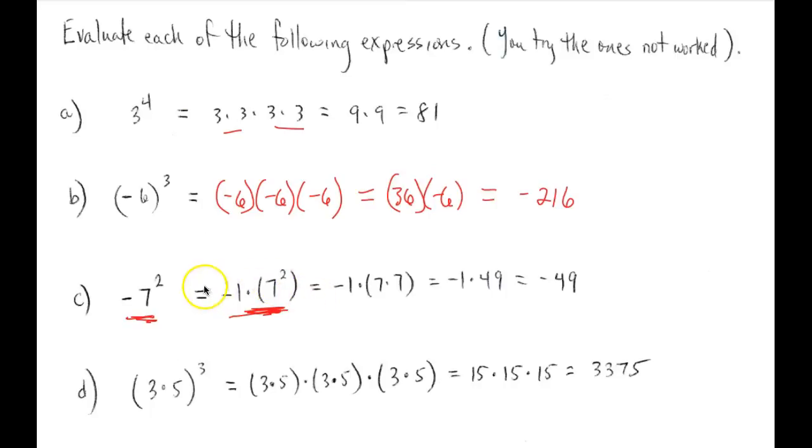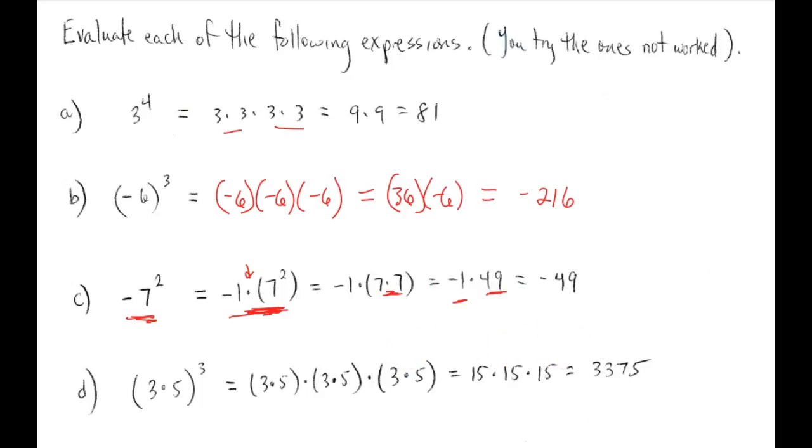So here, according to order of operations, we need to first do the exponent, which is 7 squared, which is just 7 times 7, which ends up being 49. And then after that, we need to do the implied multiplication here. So multiplying 49 by a negative 1, which gives us a negative 49.